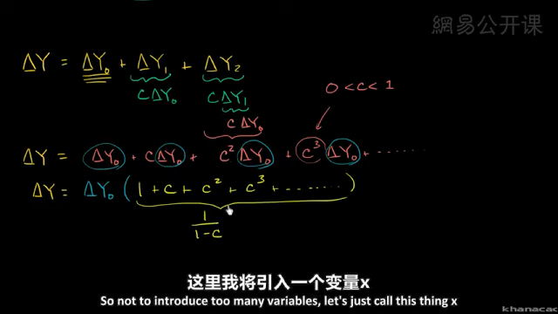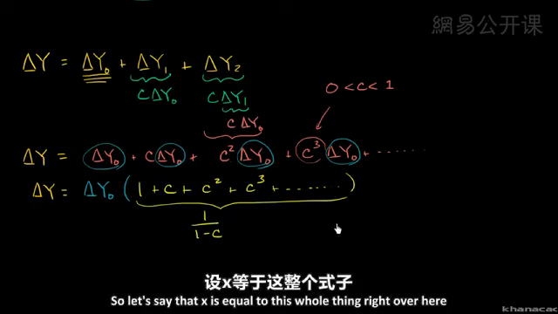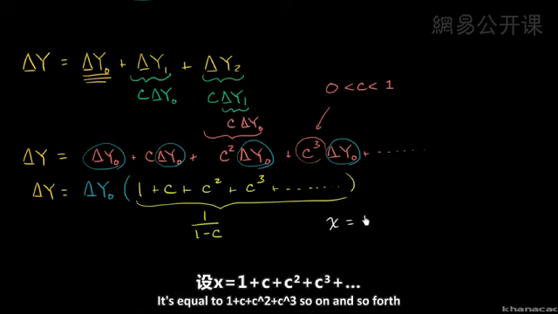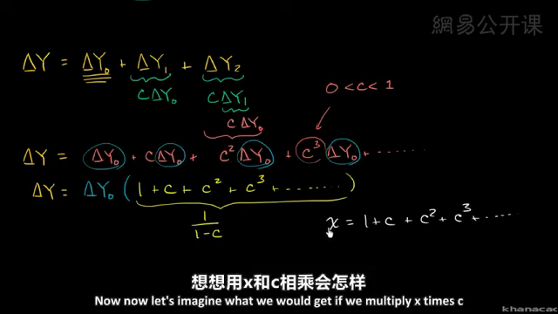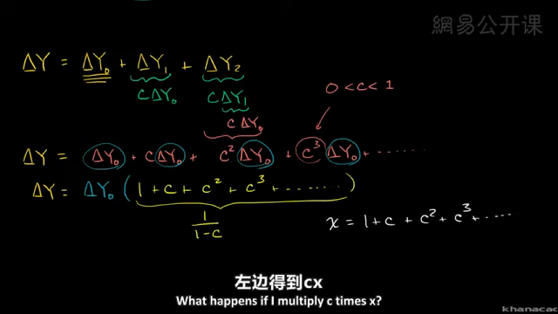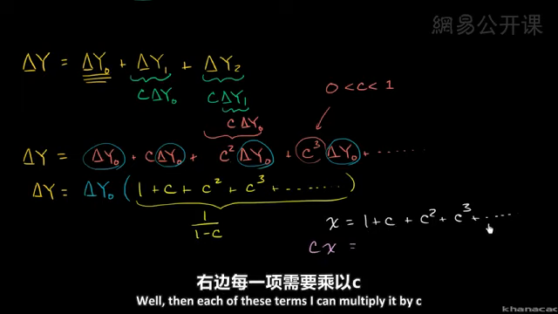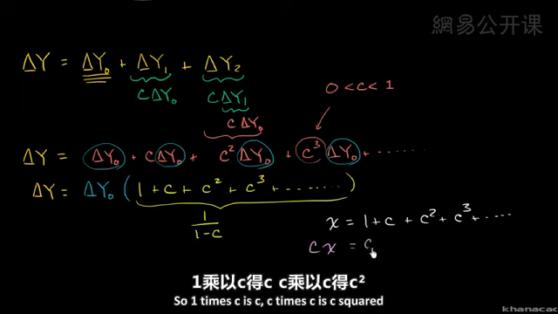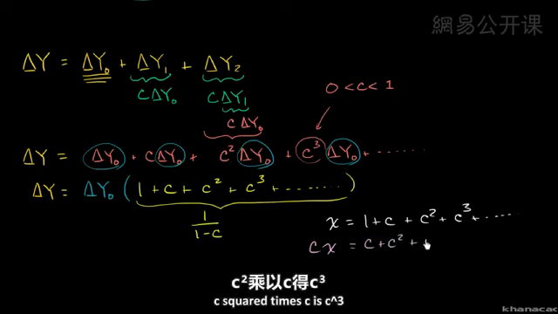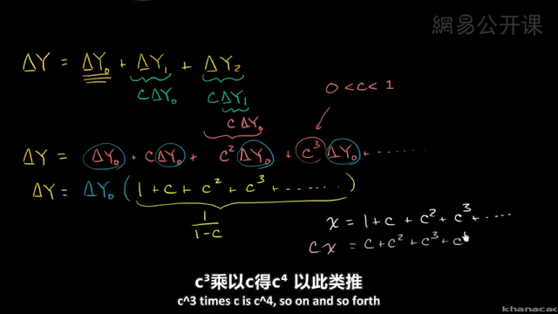So not to introduce too many variables, but let's just call this thing x. So let's just say that x is equal to this whole thing right over here. It's equal to 1 plus c squared plus c to the third, and so on and so forth. Now let's imagine what we would get if we multiply x times c. Each of these terms I can multiply by c. So 1 times c is c, c times c is c squared, c squared times c is c to the third, c to the third times c is c to the fourth, and so on and so forth.